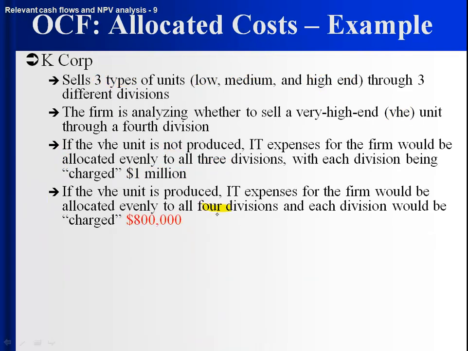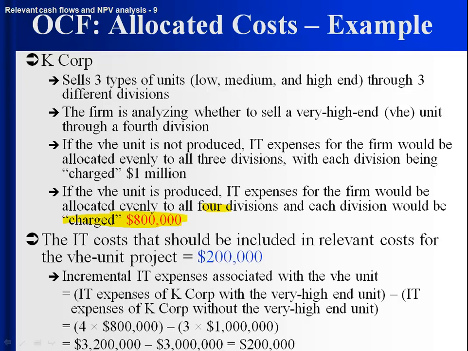What if now all four divisions would be charged $800,000? Then $200,000 would be used as the cost in our analysis. So we're putting together our income statement. If this was the only cost that would be used to analyze whether to pursue this project, it would be $200,000. How do we get $200,000? Well, if they do the project, there's four divisions, all charged $800,000. So 800 plus 800 plus 800 plus 800,000 means total IT costs, if they do the project, would be $3.2 million. If they don't do it, the three divisions would be charged $1 million, and so it'd be $3 million.